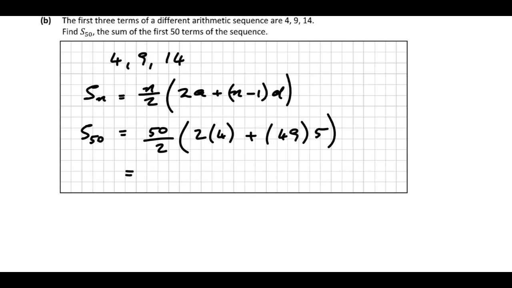So we have 25 here, 50 divided by 2 is 25. 2 4's 8, plus 5 times 49 is 245. And then we just got to do that, add 8, and then multiply our answer by 25. That gives us 6325, 6325 here.